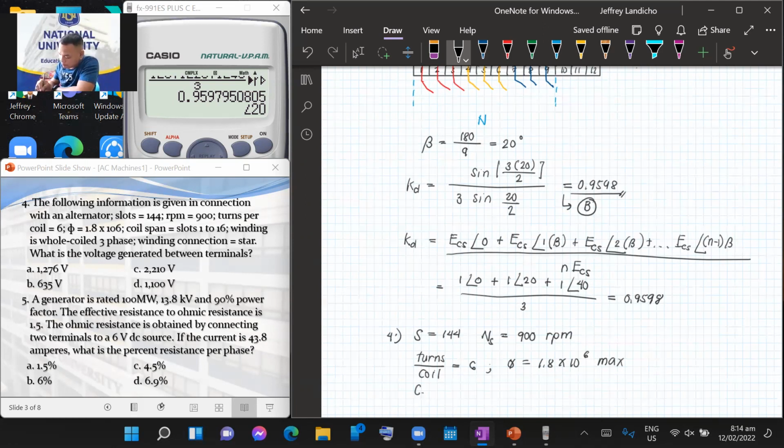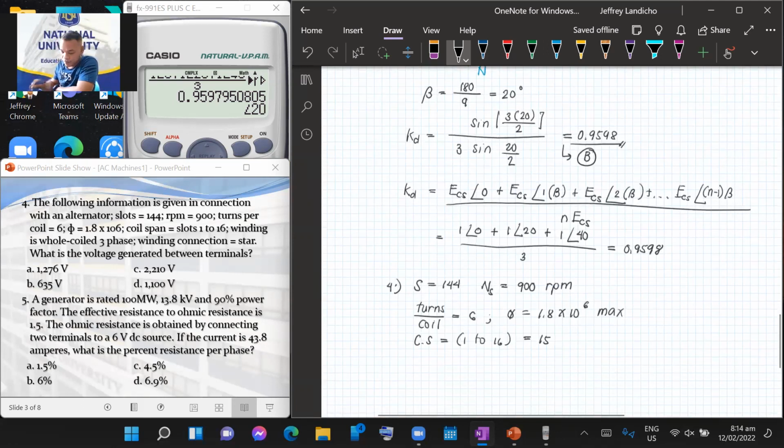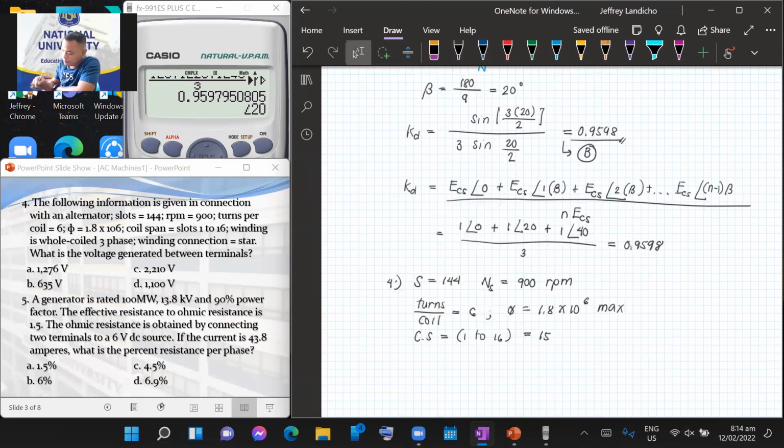Coil span. So the coil span, that is from 1 to 16, which conclude that is only 15. Okay? Tignan na natin. Full coil. So ano ibig sabihin ng full coil? Full coil represents only that the number of slots is always equal to the number of coil.